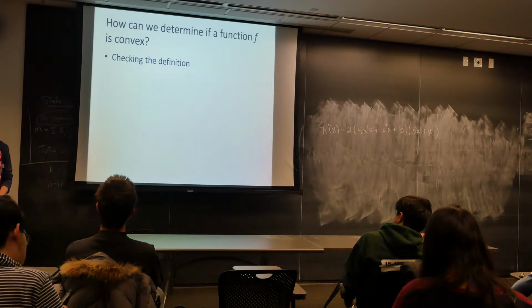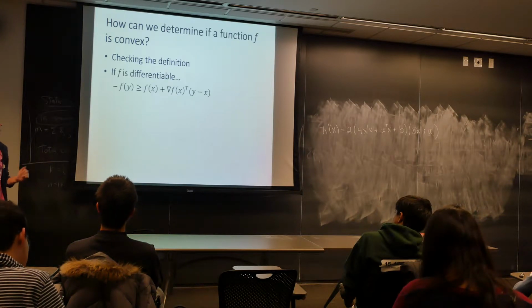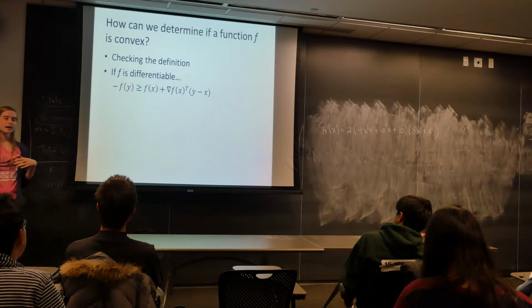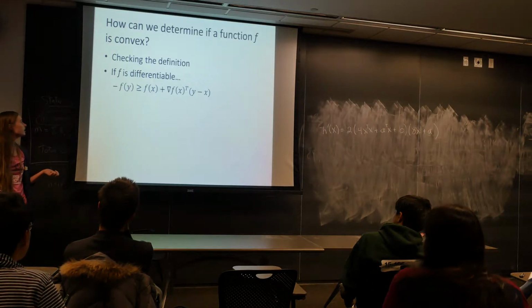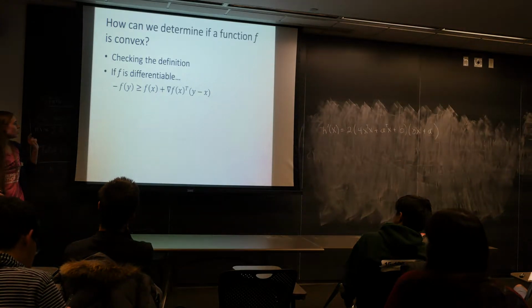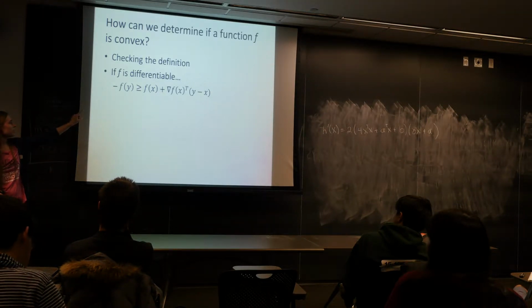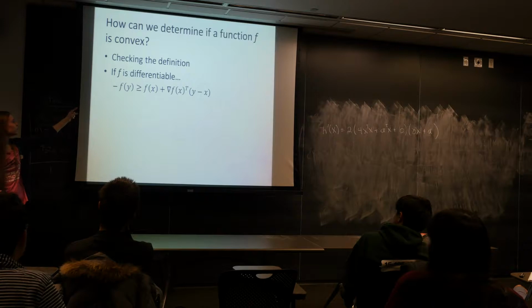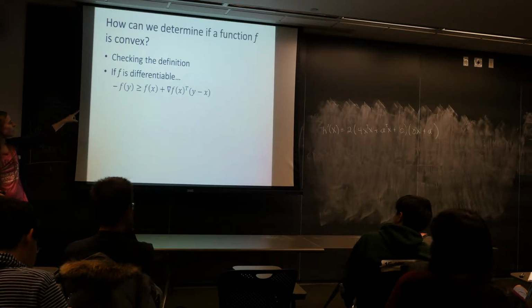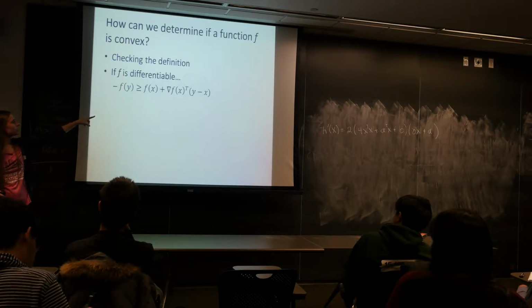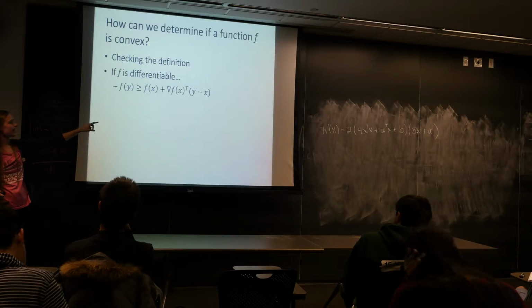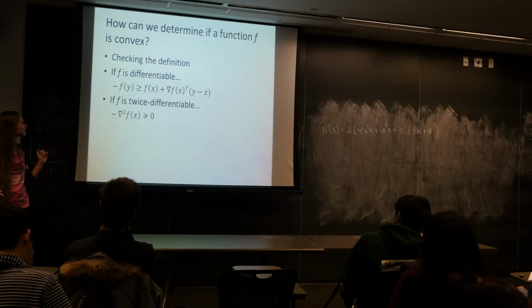So one thing you can do is check the definition, like we did before. But if you know some more information about f, there are other ways that you can look at it. So if f is differentiable, then if this quantity holds, the function is convex. That's if you have two points x and y, the function at y is greater than or equal to the function at x plus the gradient at x times the difference between y and x.